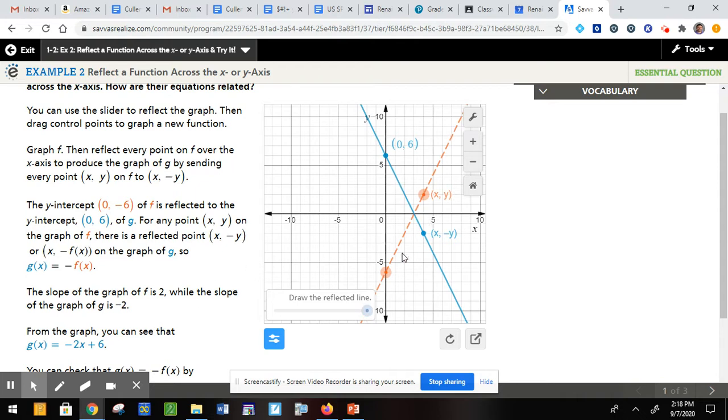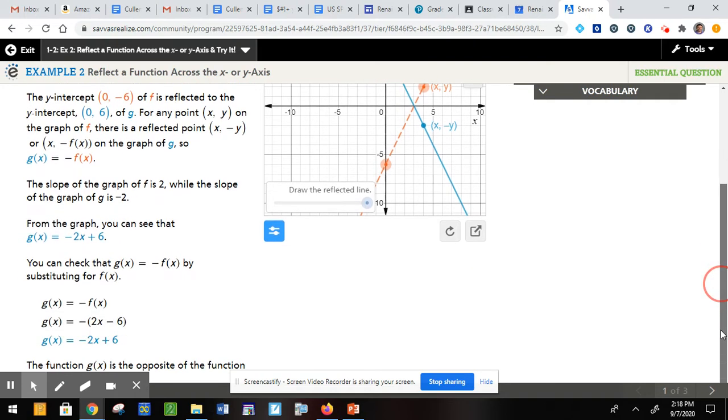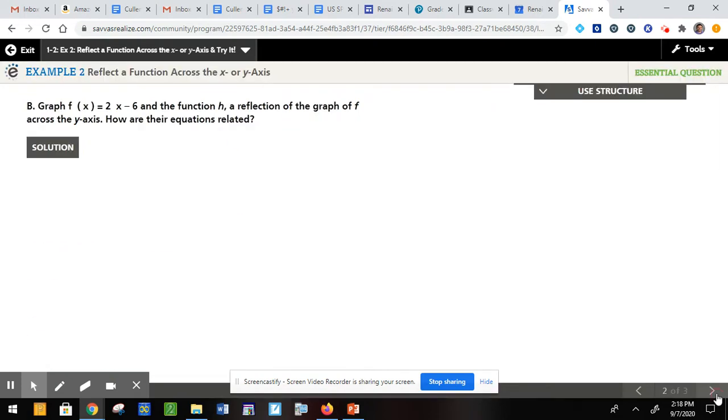The slopes are opposites, meaning the slope of the f function was 2. The slope of the blue function is negative 2. Okay. That's about it. Let's take a look at the next part.